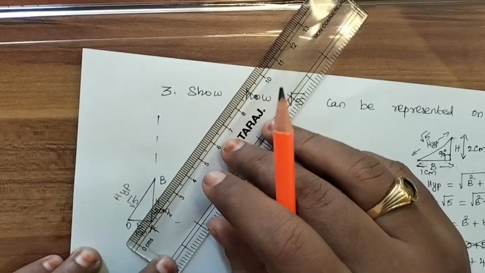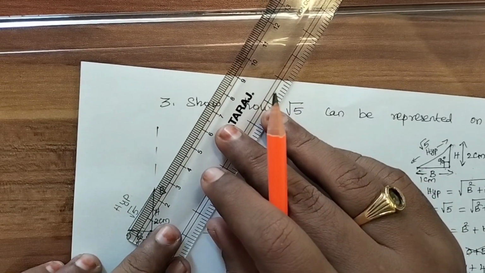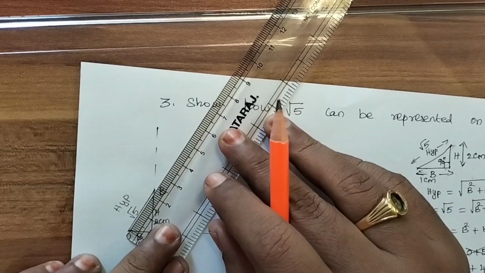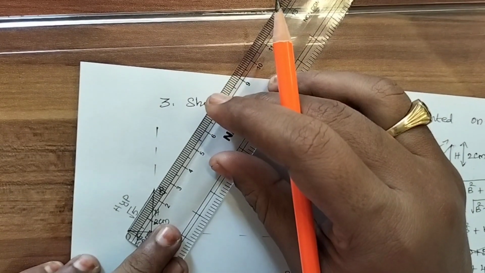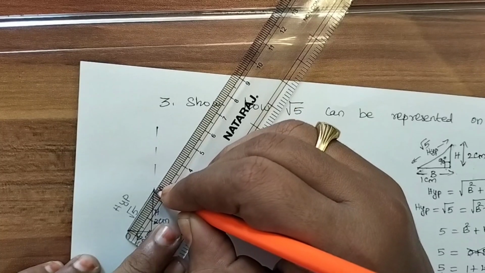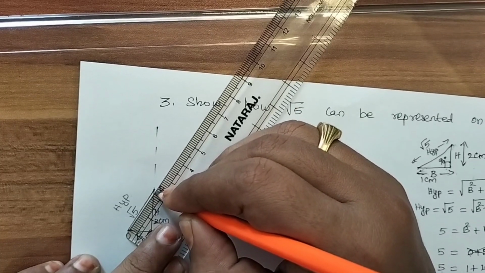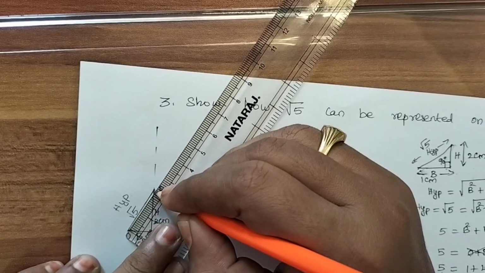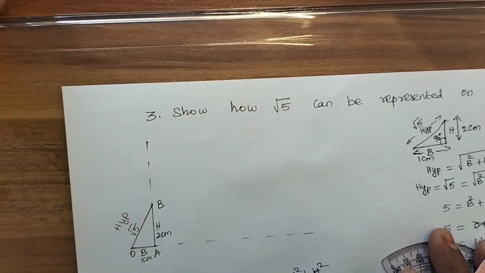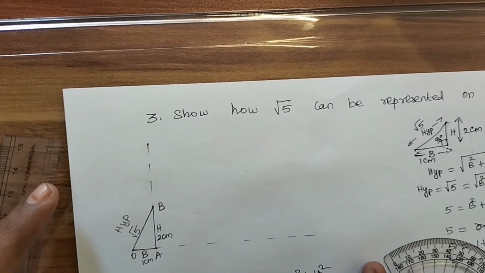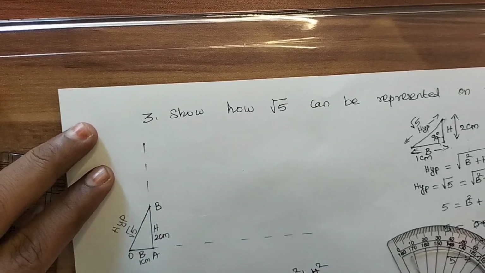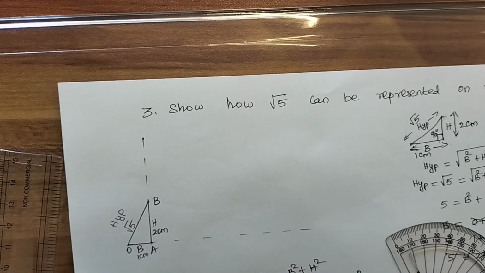So measure this hypotenuse from O to B. Measure this value. It is coming around 2.2. Around 2.3 it is coming. When you draw properly, you will get around 2.3 or 2.2. So the root 5 value is around 2.2. So I am getting the measurement around 2.2 here. So now this is not the problem.